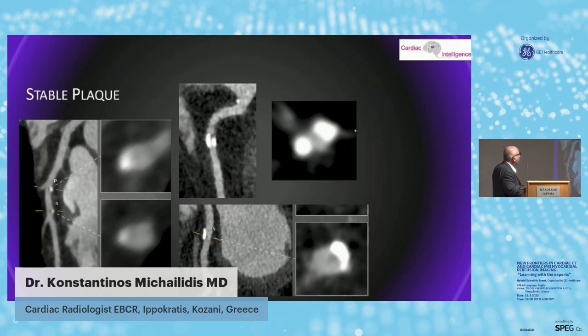Then we have now, trying to characterize their morphology. We have stable plaques that we can see here. Even in this situation, you can see them across both sides of the lumen, sandwiching the lumen.